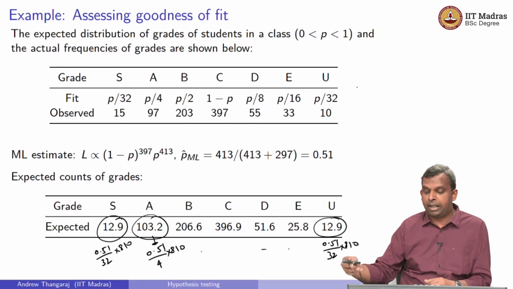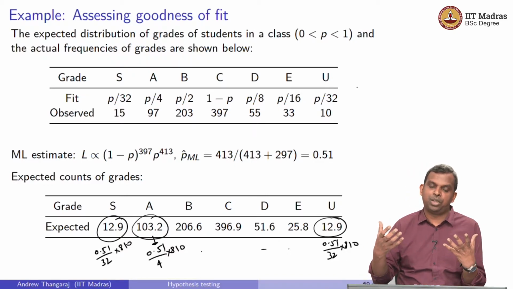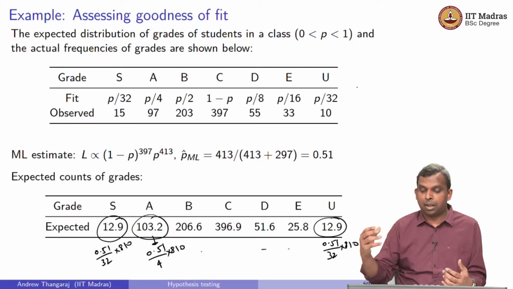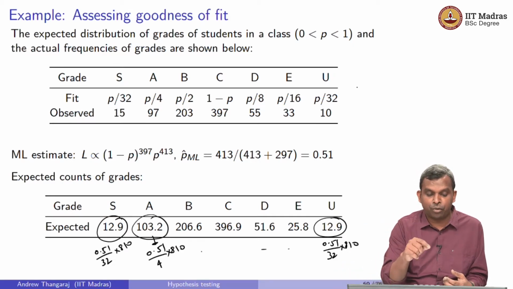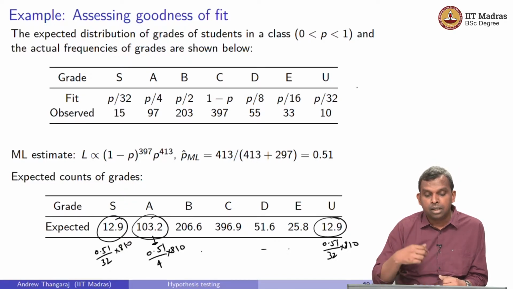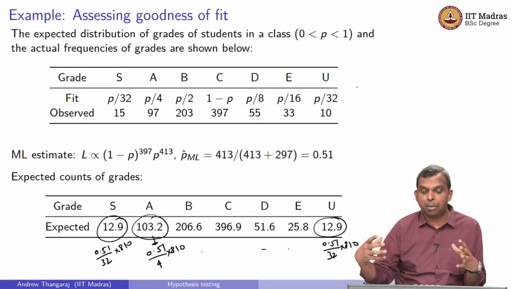As I have estimated my P, I know the expected distribution, and from there I can find the expected value. So this is the expected count, and that's observed. You see the observed number is 15 for S, and the expected number is 12.9 as per my fit. The observed number is 97, the expected number is 103.2; 203, 206.6; 397, 396. So these are the numbers I'm getting.